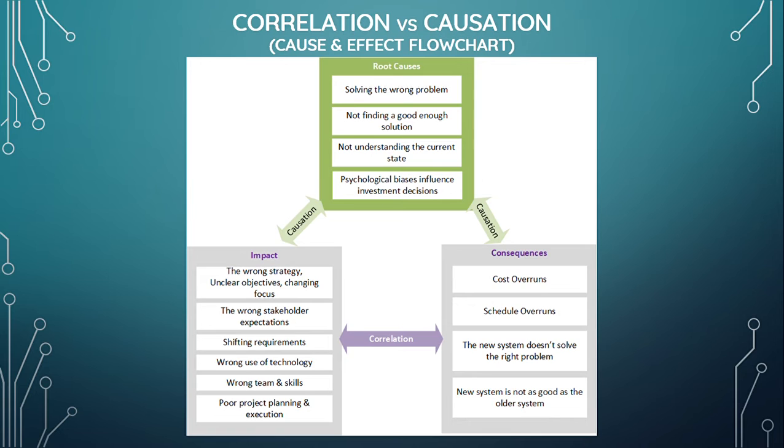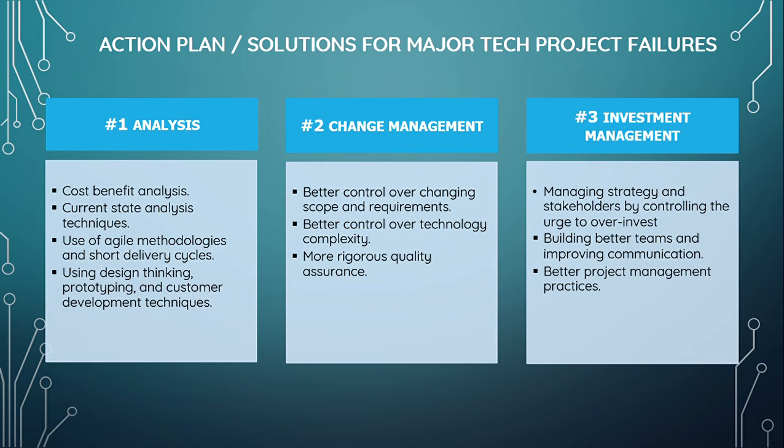Further to the aforementioned analysis, we would like to demonstrate a flowchart of the root causes of the project failures and their effects. As discussed, we can see the various root causes such as not understanding the current state, solving the wrong problem, lack of scope definition, etc., which lead to several impacts such as change in scope, use of wrong tech, allocation of inappropriate resources, and poor project execution. The final outcome shall be cost overruns, inefficient new product, and delayed deliverables.